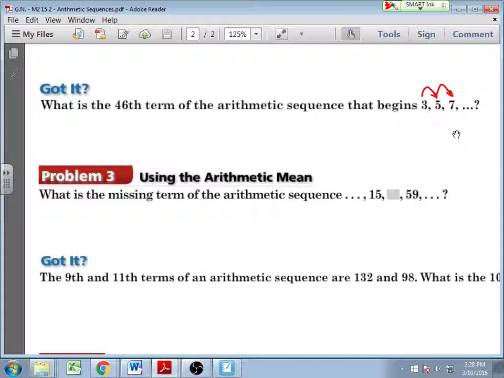Take a second to do it on your own. What's the 46th term here? Make sure you don't just have the answer right out of the formula too, because a big part of this is identifying the function rule.